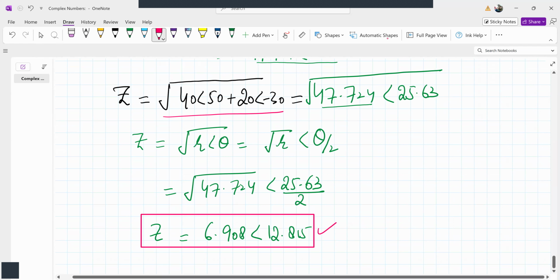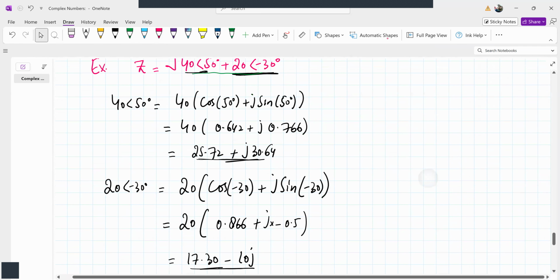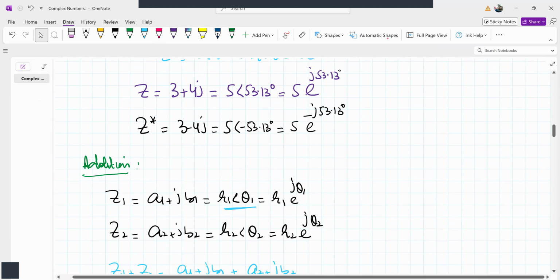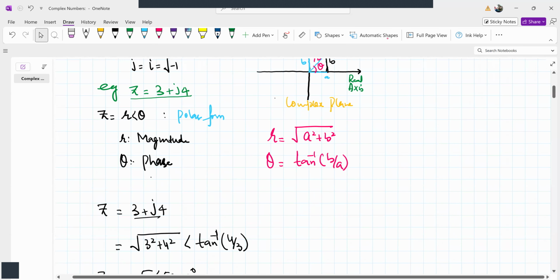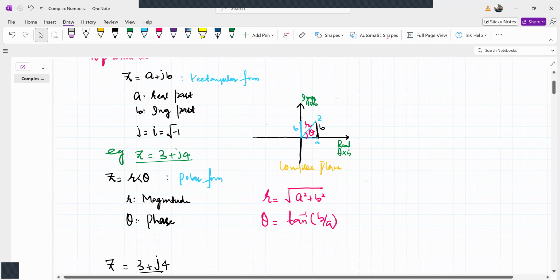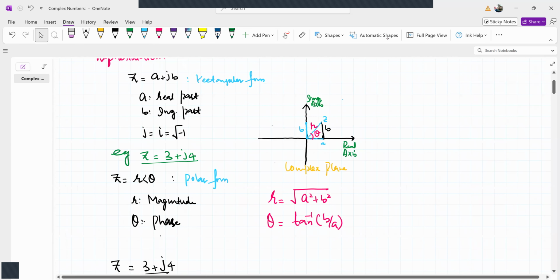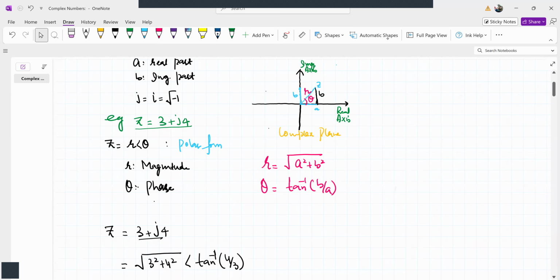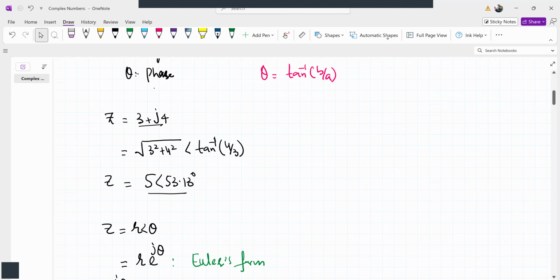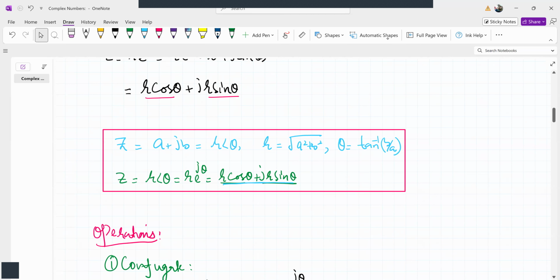I hope you have learned the concept. First of all, how do we represent complex numbers? There are different forms: rectangle form, polar form, and Euler's form. And we saw the relationship between polar form, rectangle form, and Euler form. These are summarized here.